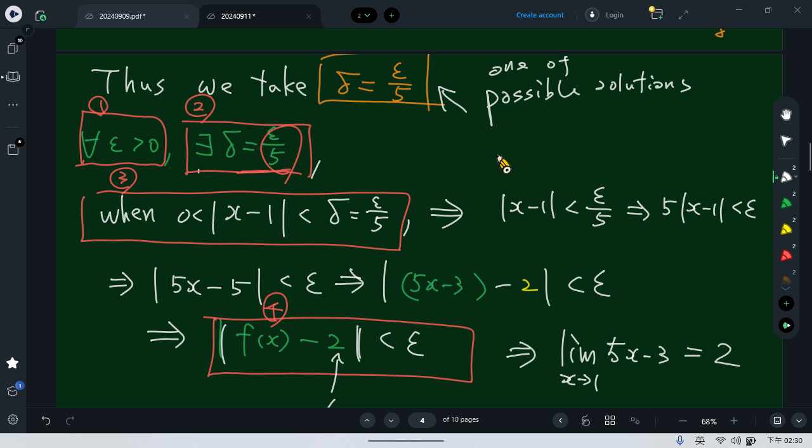Of last hour, I just ask you if I just pick delta as, for example, how about delta is epsilon over 10 or delta is epsilon over 2?